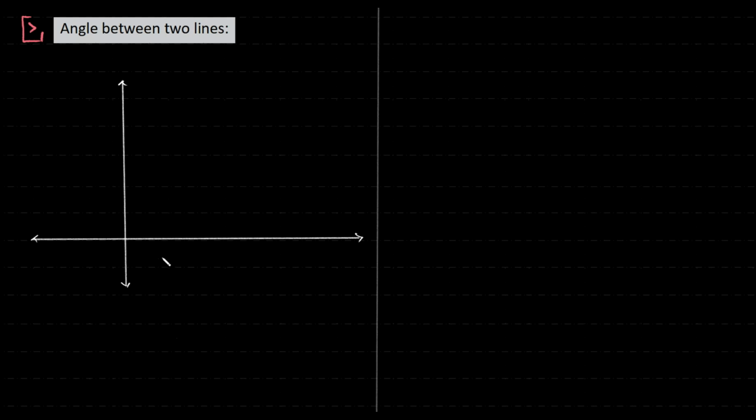If we happen to have two lines which are non-parallel, say something like this and something like this, we can find the angle between them. When we say the angle between them, this is the angle. So this is an angle. Basically, this could have also been the angle. This could have also been the angle.